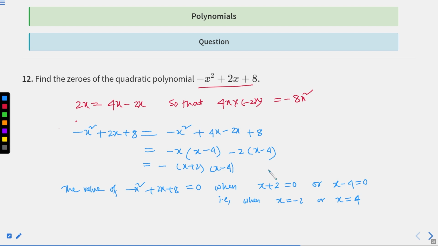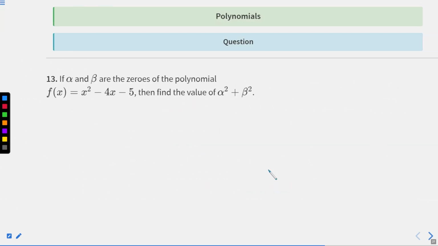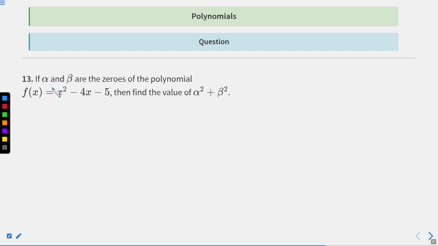Okay, so now let us move to question number 13. So here we have been given this quadratic polynomial, and here we have been given this information. Alpha and beta are the zeros of this quadratic polynomial. Okay, and then we need to find the value of alpha square plus beta square. Okay, so student, how can we think about this value? How can you find alpha square plus beta square?